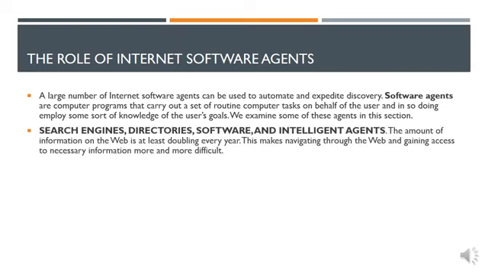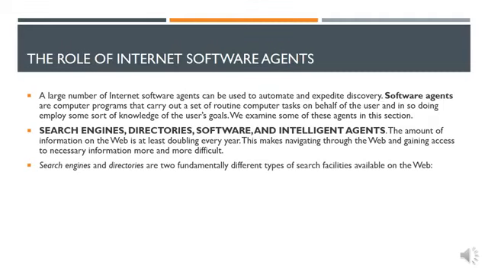Search engines, directories, software, and intelligent agents. The amount of information on the web is at least doubling every year. This makes navigating through the web and gaining access to necessary information more and more difficult.